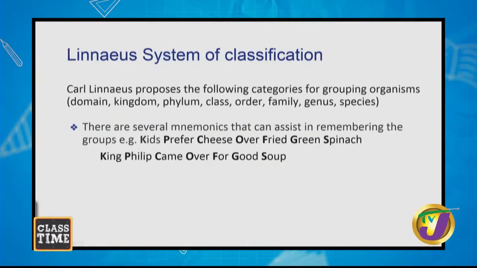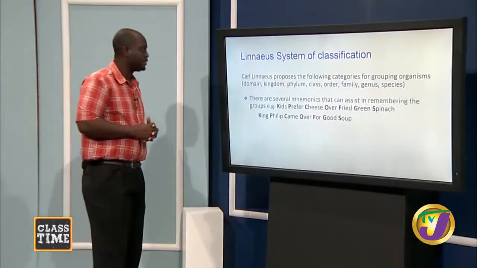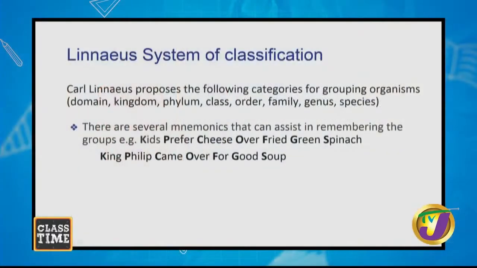Now, this whole idea of classification was brought forward by Carl Linnaeus. It was started by Aristotle, and then Carl Linnaeus takes the work a bit further. What he does is say that living organisms are classified into these groups. So we start with a broad group first, and then we have subgroups of these broad groups. So we start with domain.